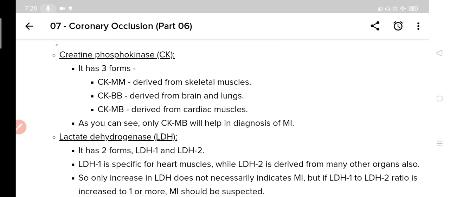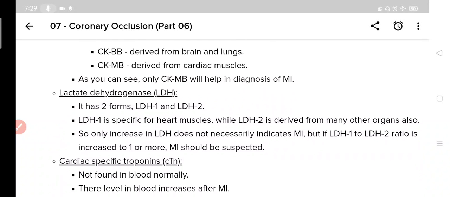So you can clearly see that if CKMM or CKBB is raised, it doesn't matter, it doesn't show any problem in cardiac muscles because it is not released from cardiac muscles. But if CKMB is raised, you can say that there is certain injury in cardiac muscles because it is derived from cardiac muscles. So out of the three forms of creatine phosphokinase, CKMM, CKBB and CKMB, only CKMB is of importance to us for a patient of myocardial infarction.